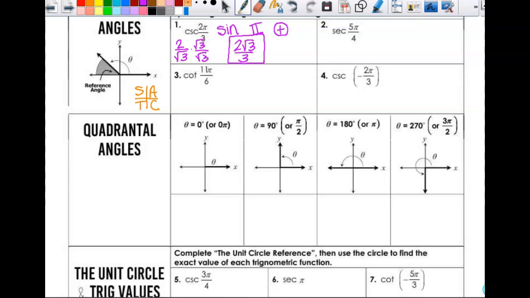All right, secant. Secant is the reciprocal of cosine, and the 5 pi fourths is in which quadrant? Third, and in the third quadrant is cosine positive or negative? Negative, okay? Cosine of pi fourths, square root of 2 over 2. So that makes this 2 over the square root of 2, but then I have to rationalize, right? So that gives me 2 square roots of 2 over 2. Those 2's cancel out. My answer is supposed to be negative, so I just have negative square root of 2. You definitely don't want to have to think through that whole process every single time.